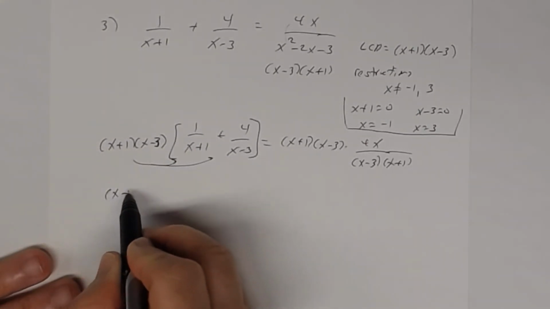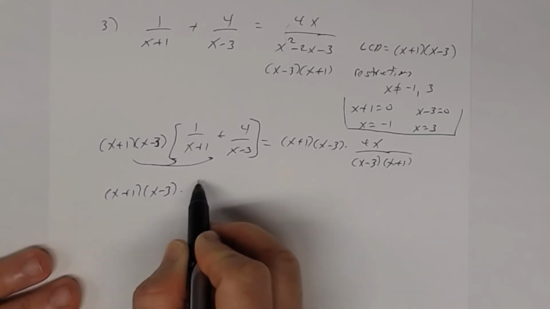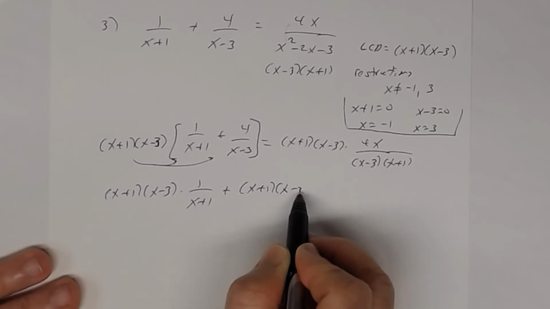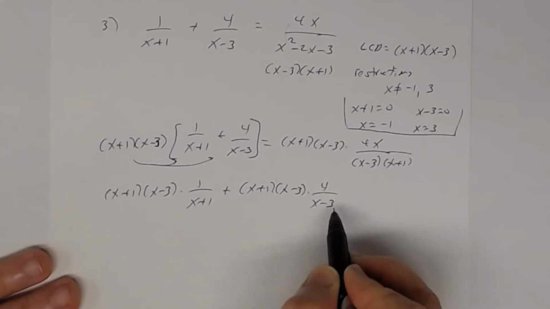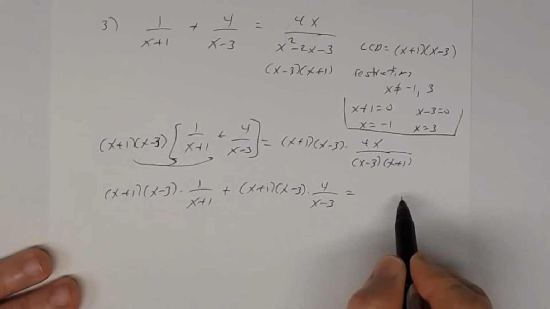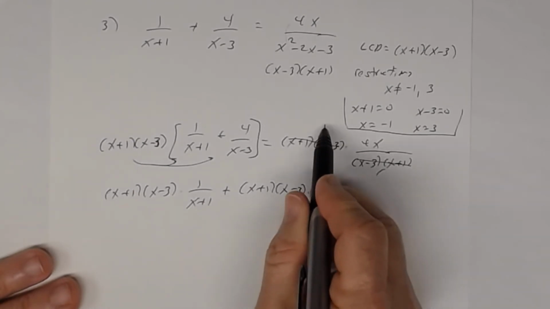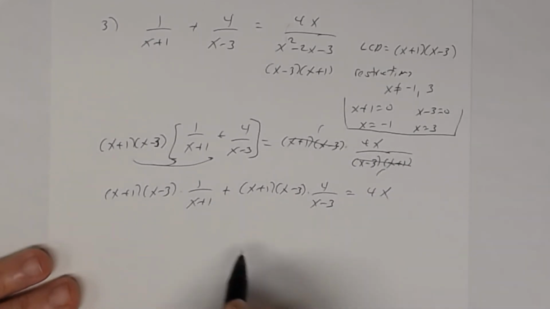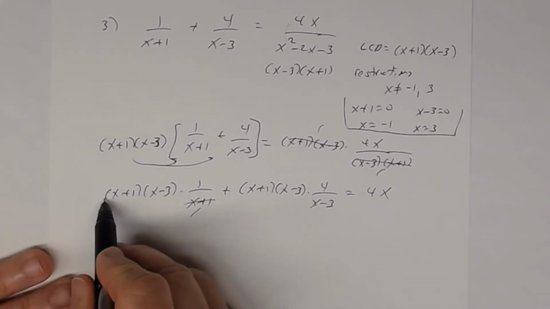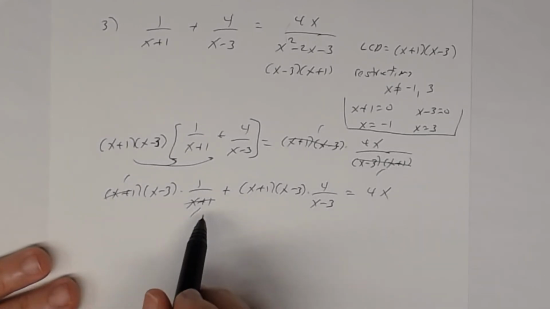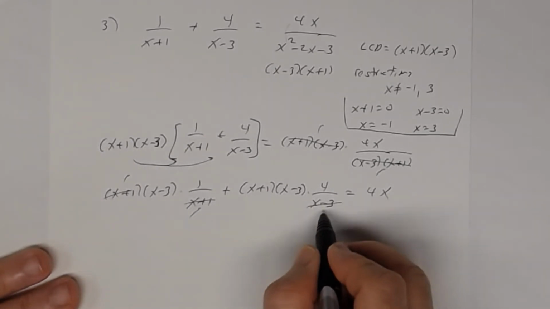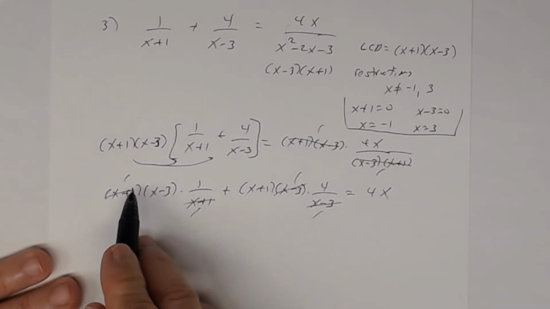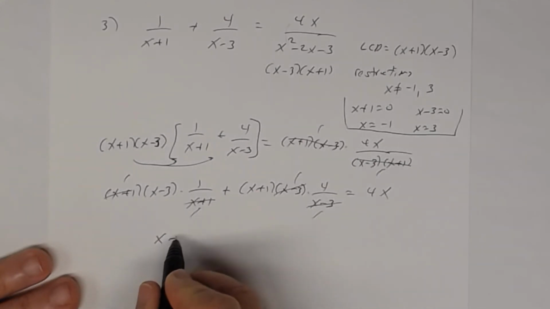So I get x plus 1 times x minus 3 times 1 divided by x plus 1, plus x plus 1 times x minus 3 times 4 divided by x minus 3, equals. And since I'm running out of room, I'm going to go ahead and reduce all of these. So all these divide out. So you get 4x on the right. Reducing over here, the x plus 1's divide out. Remember the whole purpose of multiplying by the LCD is to get these denominators to be 1's. And now I have 1's there. So I have 1 times x minus 3 times 1, which is x minus 3.